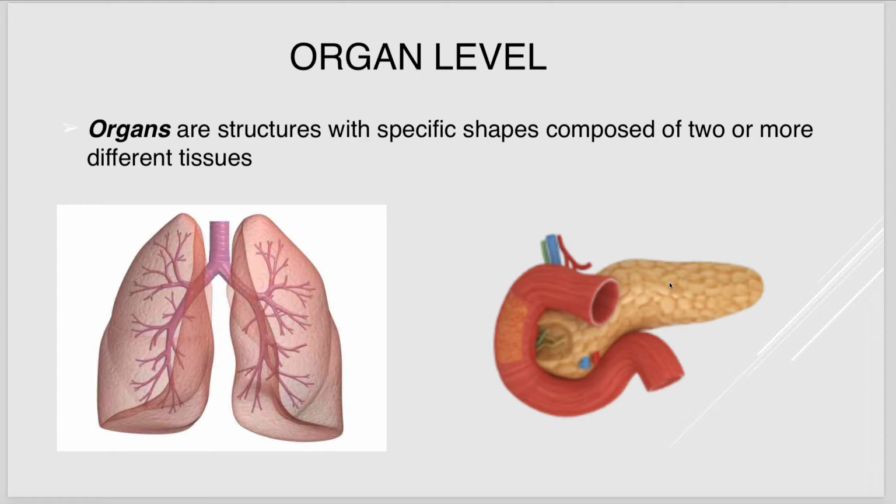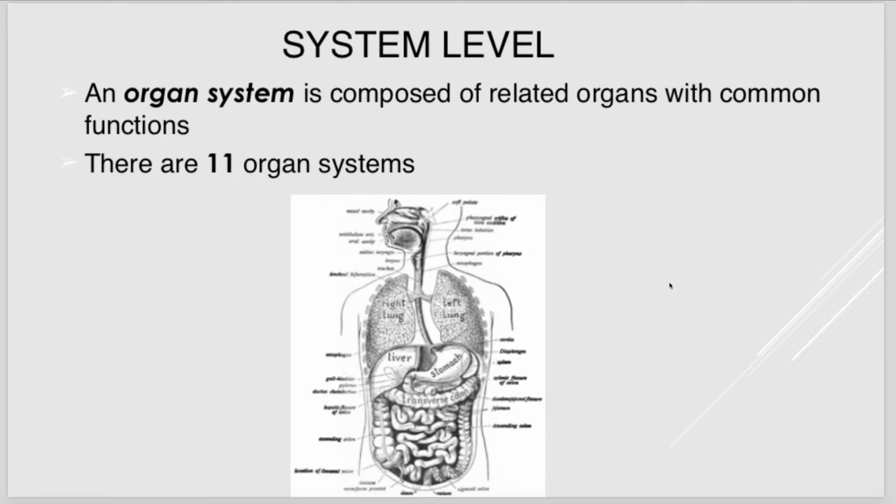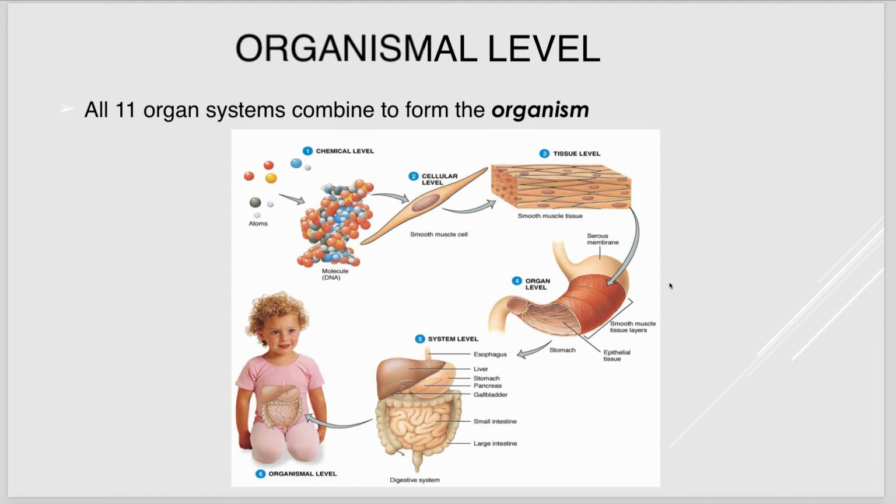So when you have 2 or more different tissues come together to form a structure with a specific shape, we call that an organ. And when you have different organs come together to perform a common task or a common function, it's called an organ system, and there are 11 organ systems. So again, just to review this, small things build up to make bigger things until we get the entire organism. So from the chemical level, we go to the cellular level, then the tissue level, organ system level, and then the entire organism.